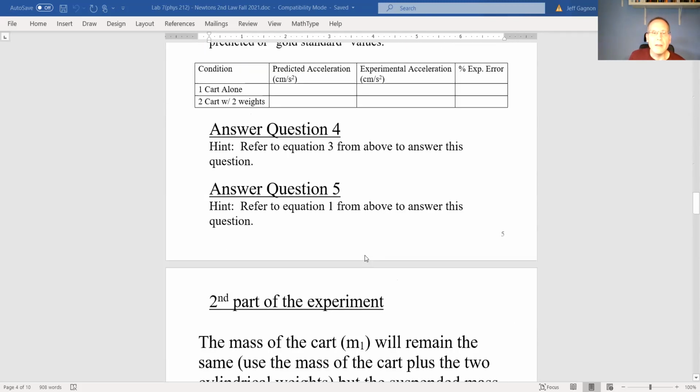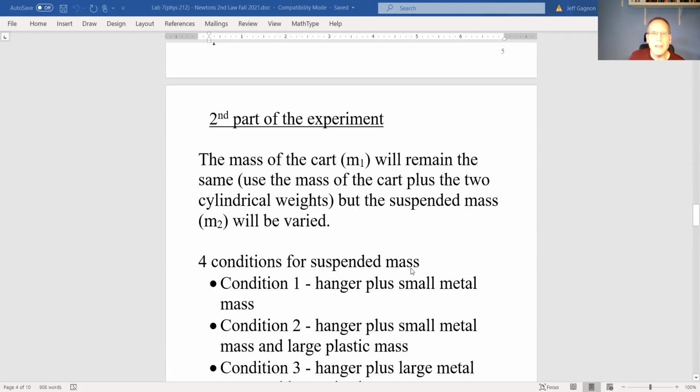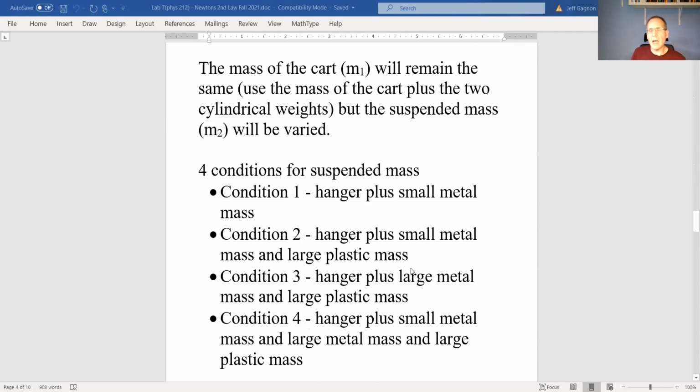Okay, then we get into the next part of the experiment. And in this part, it's kind of the opposite. Now we have 4 conditions, but instead of varying the mass of the cart, we're keeping the mass of the cart the same. It's going to be the mass of the cart with the 2 weights. That is going to stay the same for all 4 conditions.